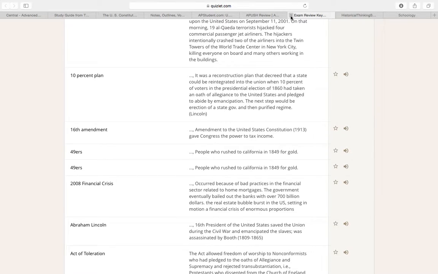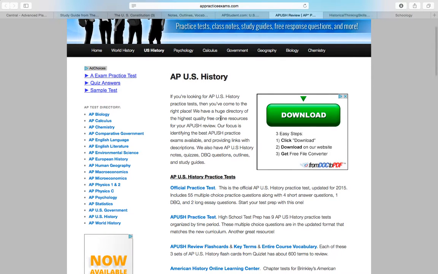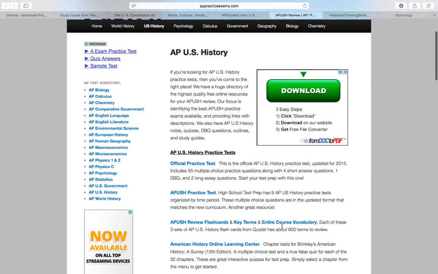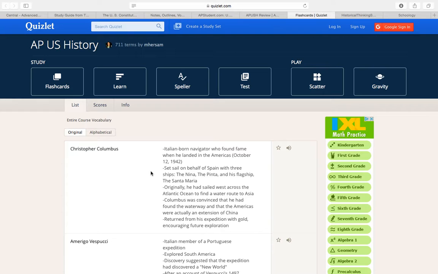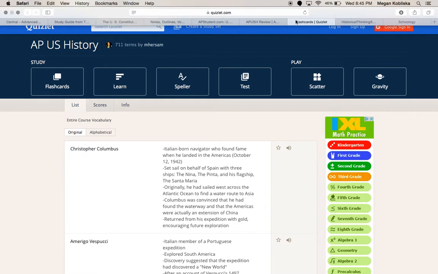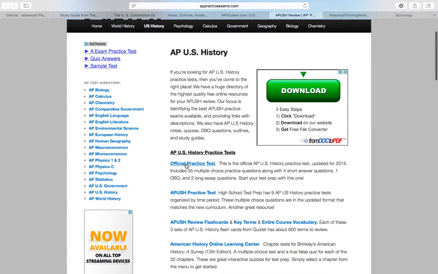Alright. That's an example of the key terms. Let's try entire course vocabulary. Once again, it takes us to a different Quizlet website, which will hopefully help you out.